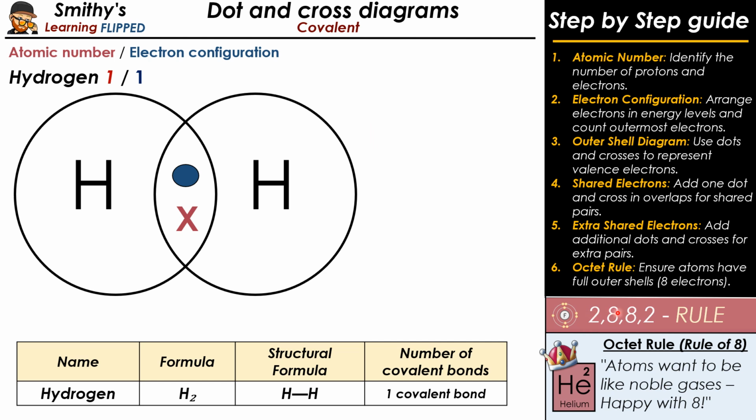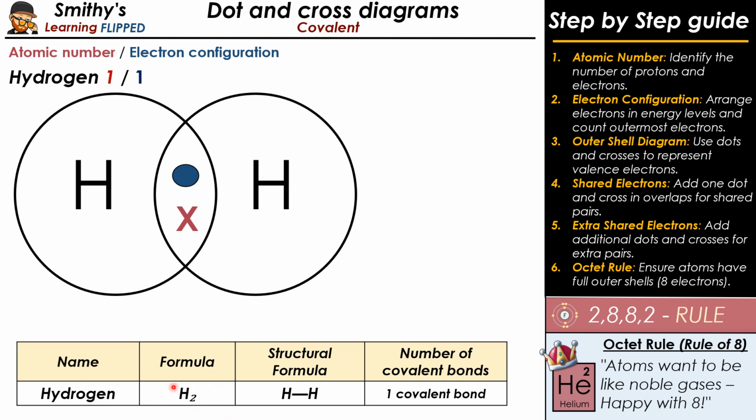As you can see here, we've got the 2-8-8-2 rule, which is the amount of electrons in each shell. We've also got the octet rule here. Atoms want to be like noble gases, happy with 8. So they want to get 8 electrons unless they only have the first shell, and then they need to get 2. Okay, so this part of the grid is telling us we've got hydrogen, formula H2.